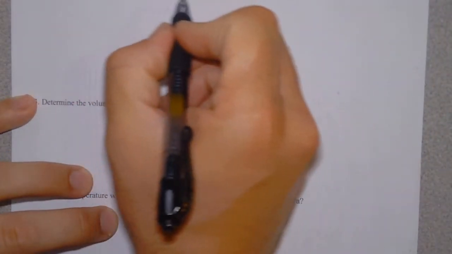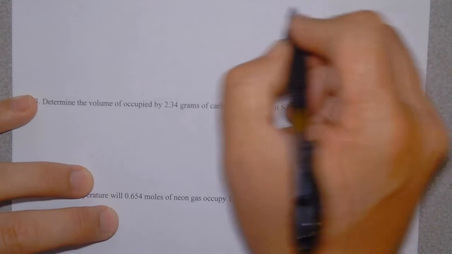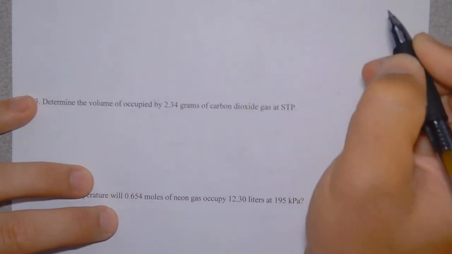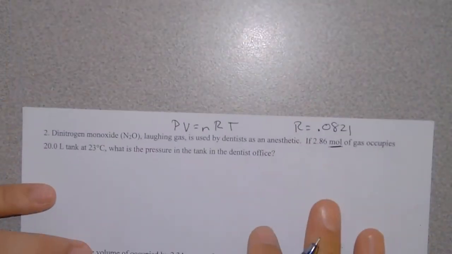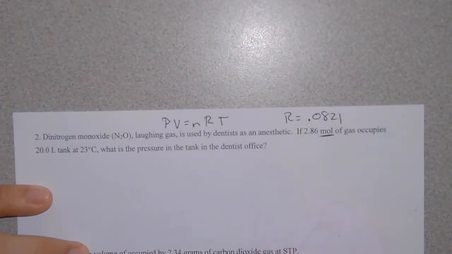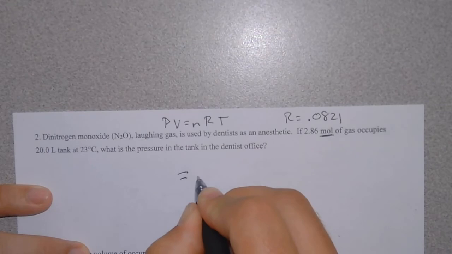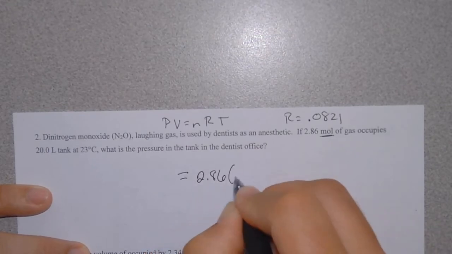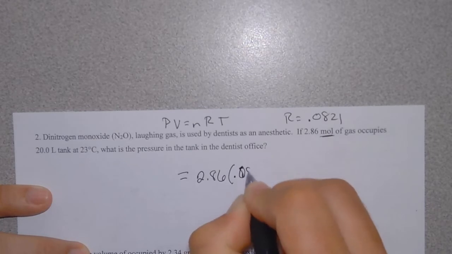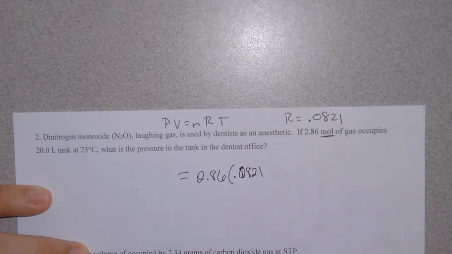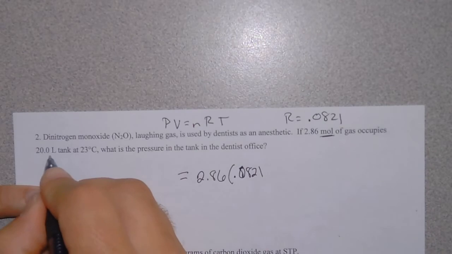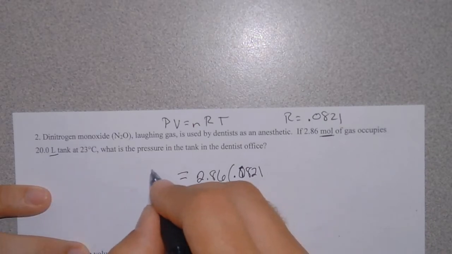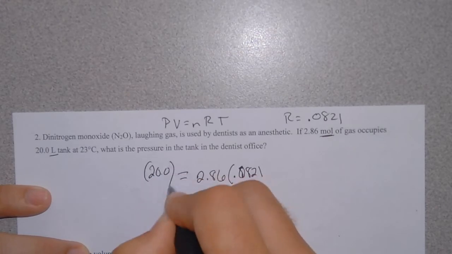So, laughing gas is used by dentists as an anesthetic. If 2.86 moles, is that a good unit? Yes. So I have 2.86. Right after that is my constant, 0.0821. If the gas occupies 20 liters, is liters a good unit? Yes. Liters is a good unit, 20.0.